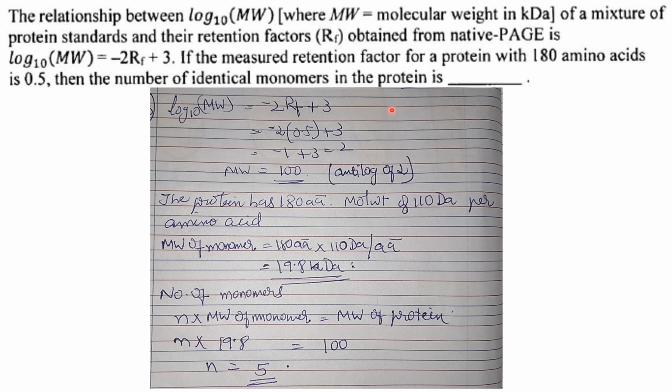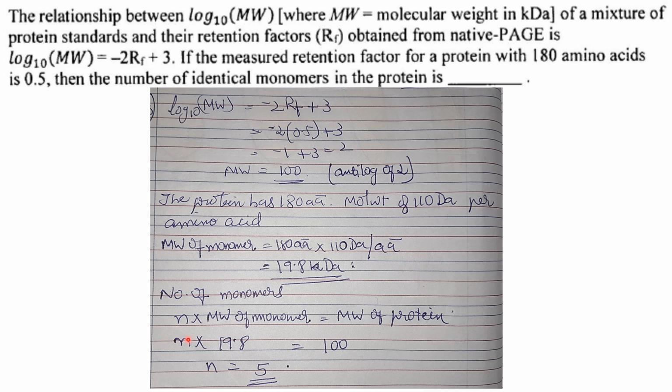So what they have given in the question is a formula for molecular weight calculation based on the RF value. Here they have given for a protein RF value of 0.5 for a protein of 180 amino acids. Now 180 amino acids represents the monomer. Now you have to identify the number of identical monomers in the protein.